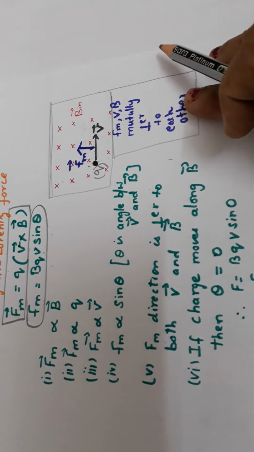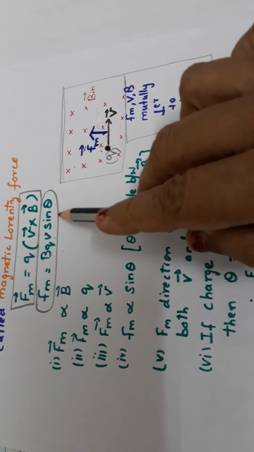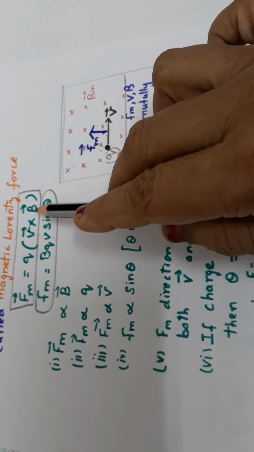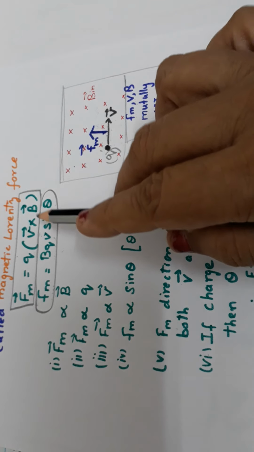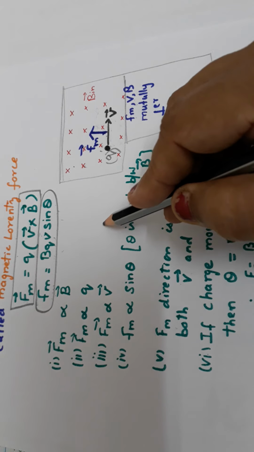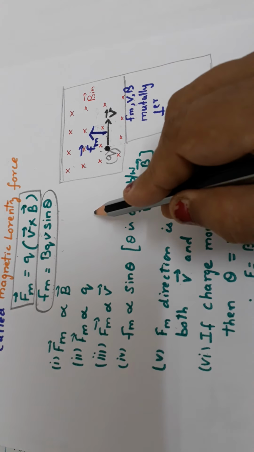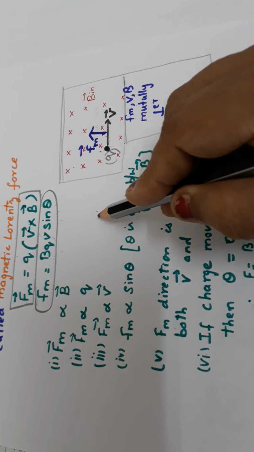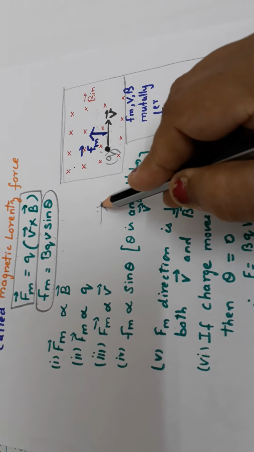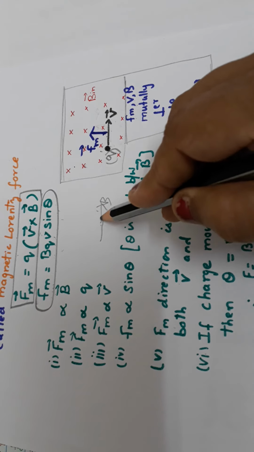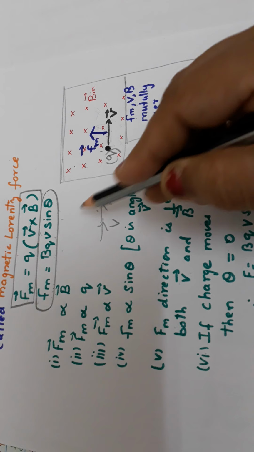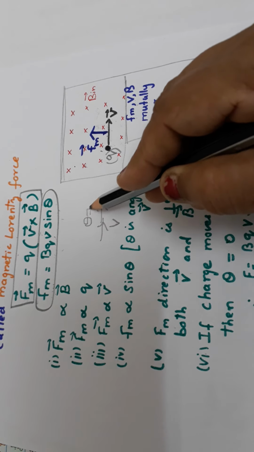Okay, now you know that this is the formula. F is equal to BQV sin theta, right? Theta is the angle between V and B. If the charge is moving along the direction of B, the magnetic field is going into the paper, and the charge is also moving into the paper, right? Otherwise, imagine B in this direction, and V is also in this direction. What is the angle between V vector and B vector? That is 0, right? Theta is 0.